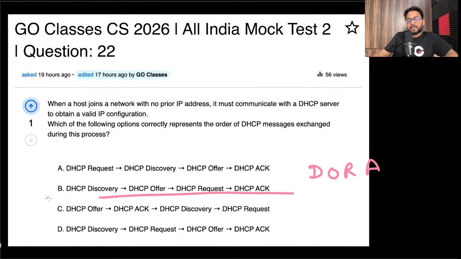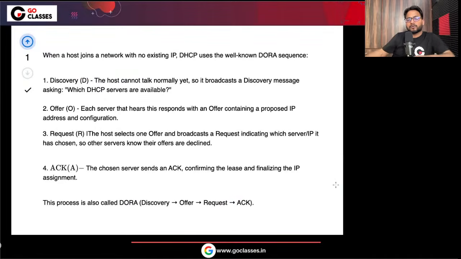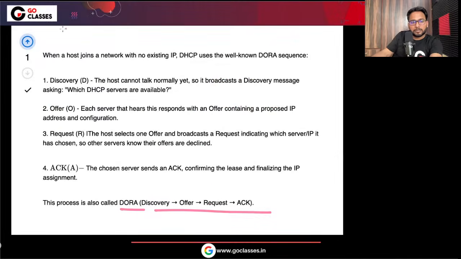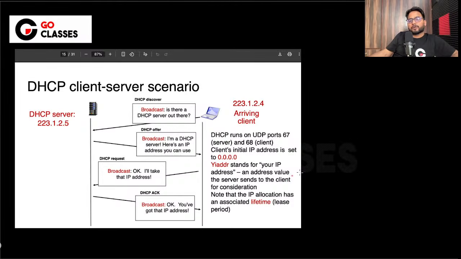B is the correct answer here. I will explain the detail, but B is the correct answer. Let me first give you the answer, that DORA. This is the answer. I have not written B, but B is correct. Now let's explain this. What is this DORA process?